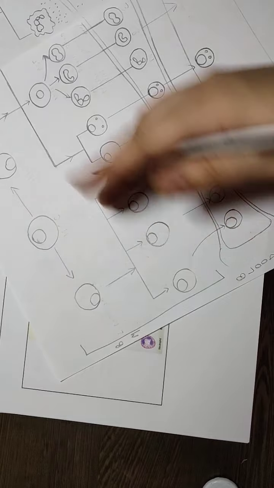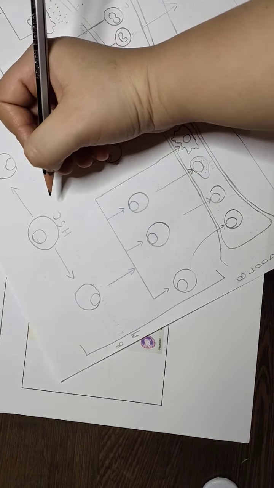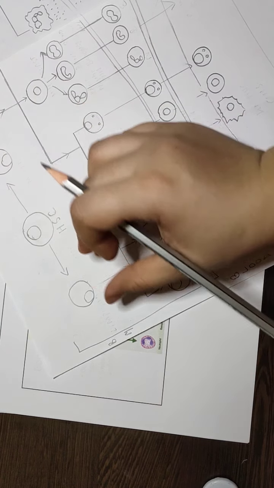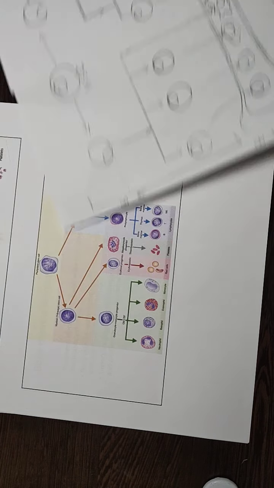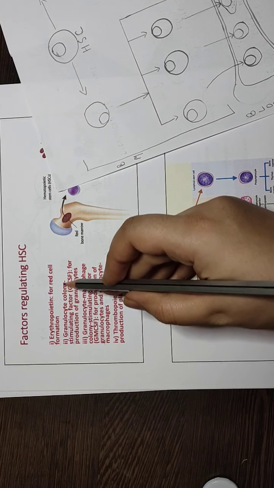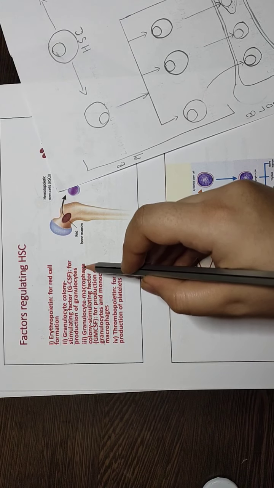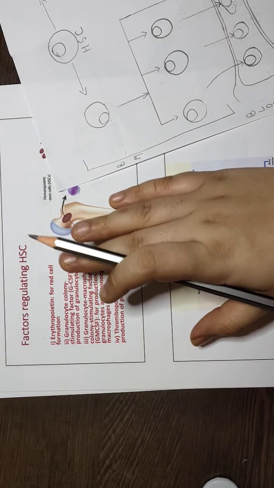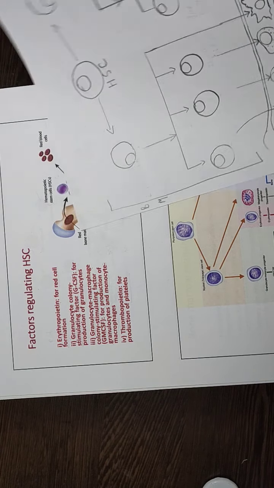Now, we are starting with the hematopoietic stem cell. We need to understand there are some factors which will cause the differentiation of these cells. What are those factors? These factors are erythropoietin, granulocyte colony stimulating factor, granulocyte macrophage colony stimulating factor, and thrombopoietin. So we know that there are some factors which will regulate the functions of the hematopoietic stem cell.